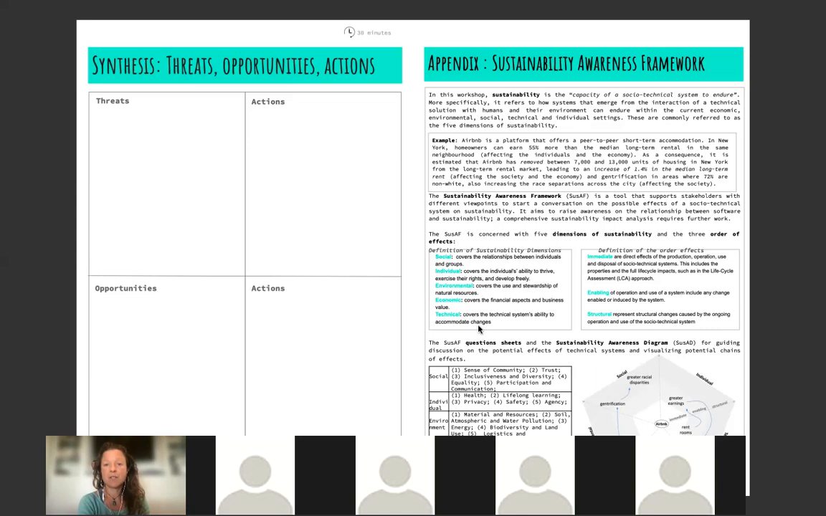And you can read up on the definitions as a reminder for the dimensions of sustainability and the 3 orders of effect on this last page. And it's also a summary of the topic areas of each dimension and of what that diagram can look like.